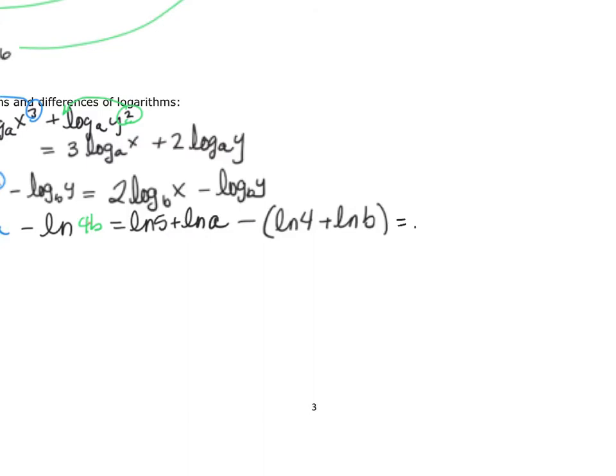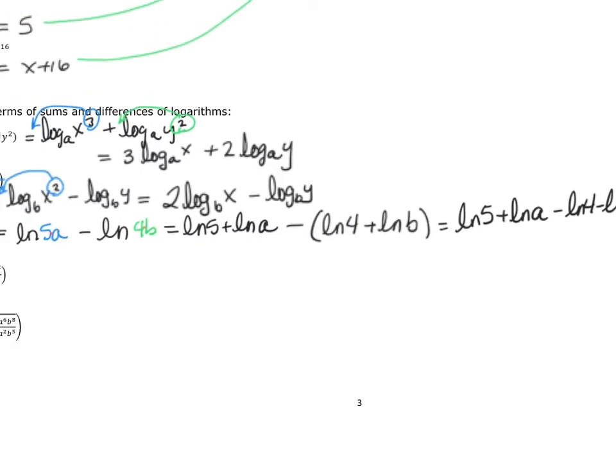Or I can distribute the negative through. So I have the natural log of 5 plus the natural log of a minus the natural log of 4 minus the natural log of b. And that is a perfectly legitimate answer as well.